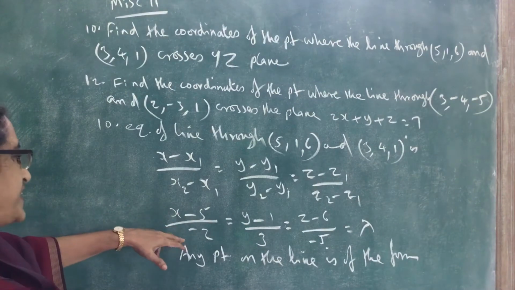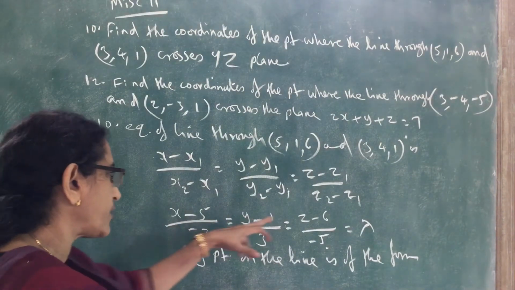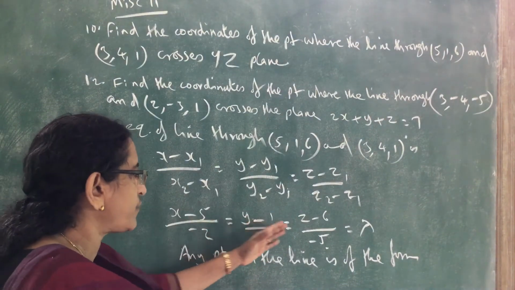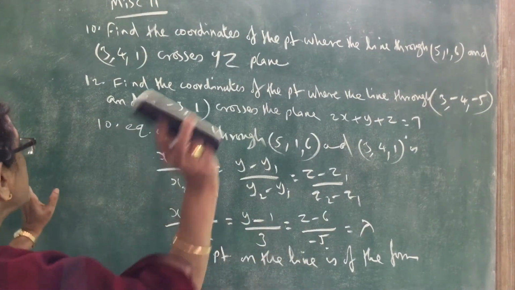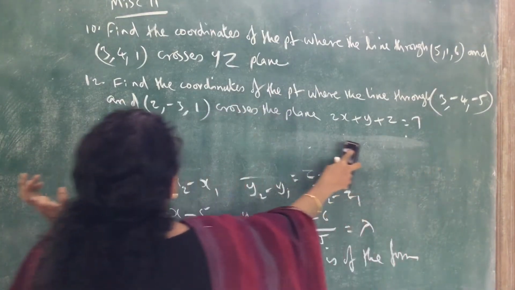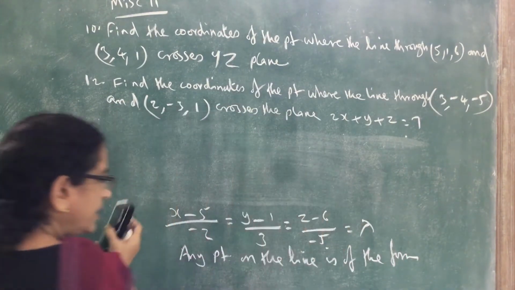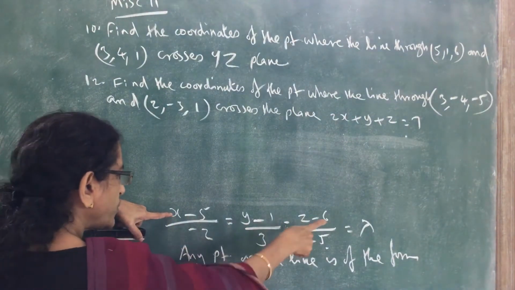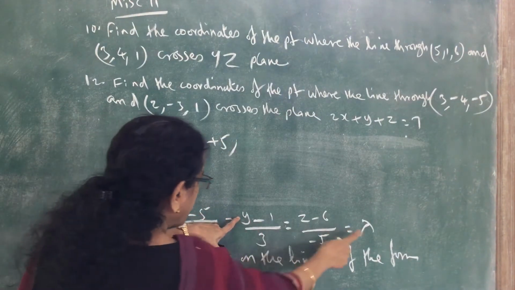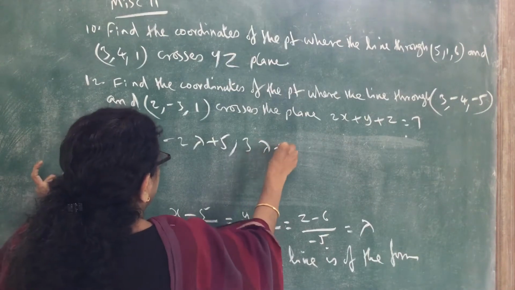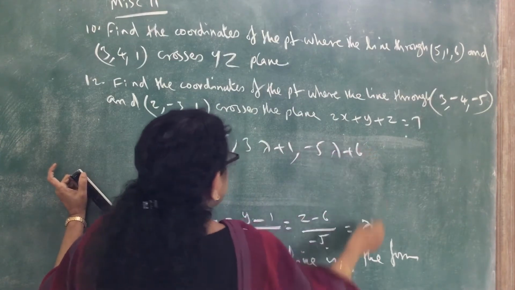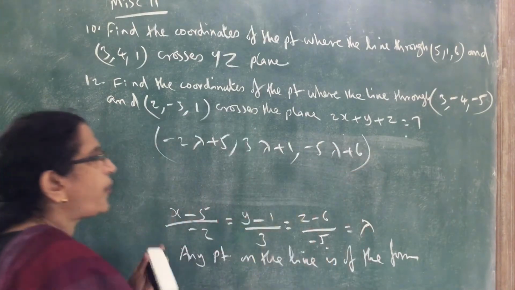In terms of lambda, we can find the x coordinate. (x minus 5) by minus 2 equal to lambda. Therefore, x equal to minus 2 lambda plus 5. Like that, we can find the x, y and z coordinates and write directly. So any point on the line is of the form: x coordinate minus 2 lambda plus 5, then y coordinate 3 lambda plus 1, then z coordinate negative 5 lambda plus 6. So these are the coordinates of any point on the line.